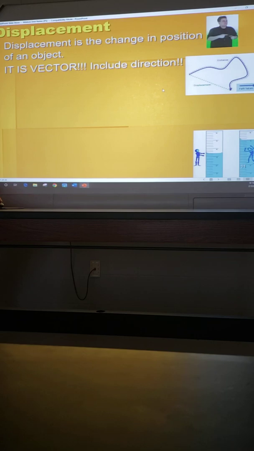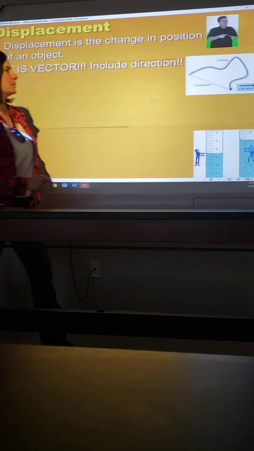All right, now there's this other thing called displacement. Displacement is another way to talk about length or a trip or the space traveled. This is going to be something that is a vector. So a vector will have a direction.